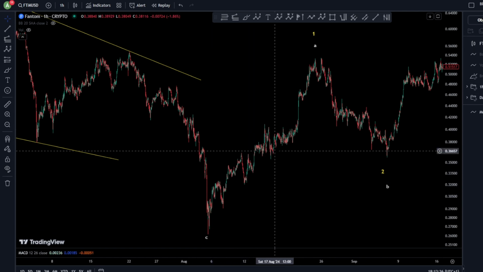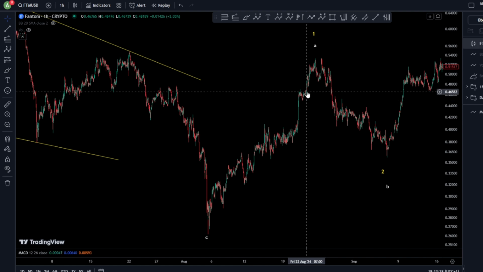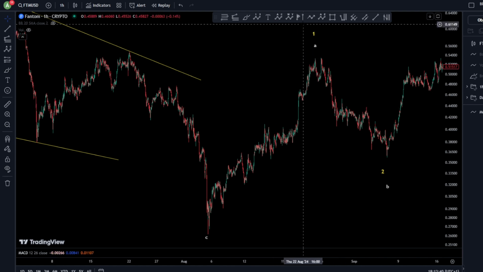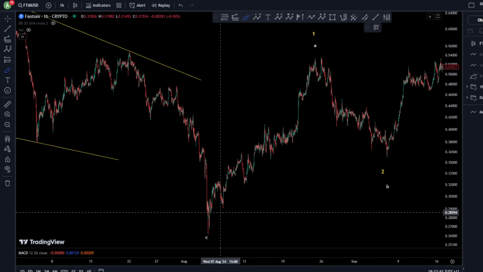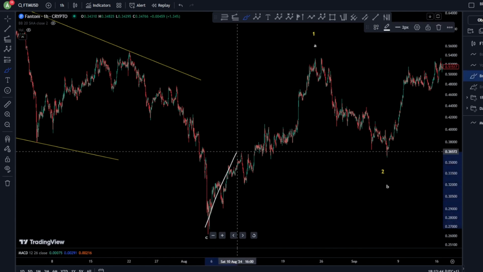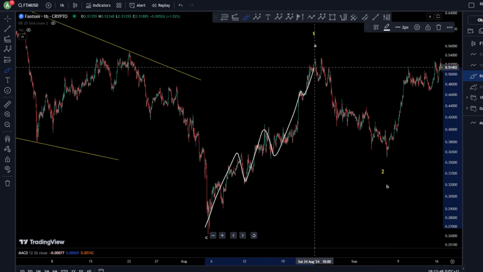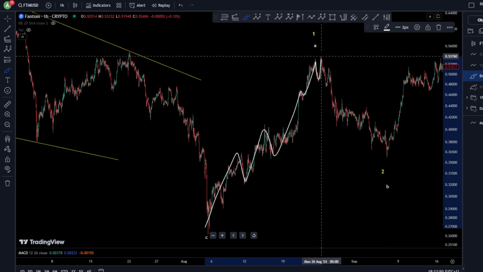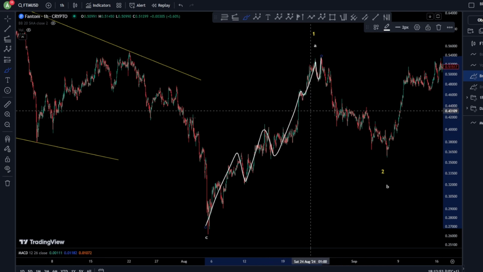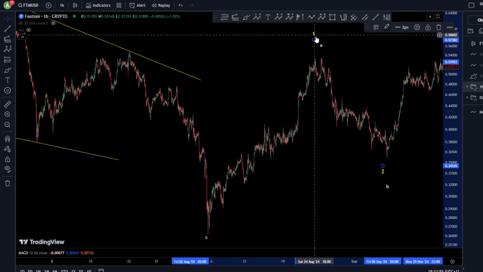Okay. 1, 2, 3, 4, 5. And then 1, 2, 3. Okay, perfect. So yeah, it's not shorter, no. So you have a wave 1, 2, and then you have a 1, 2, 3, 4, and a 5, and then 4 and a 5. So yes, it's a very normal impulse.